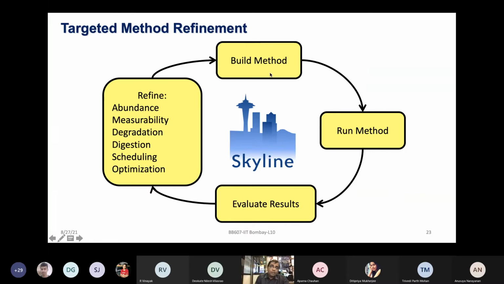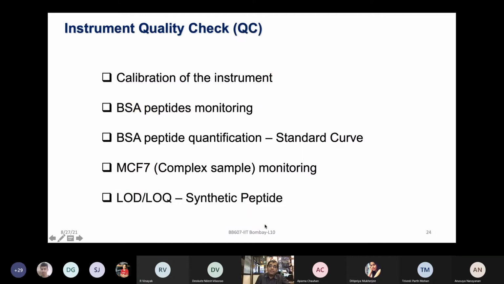So just because you are doing mass spec based validation does not mean that it does not require optimization. It will require optimization at a different level, like you do in Western blot and ELISA, where you optimize the primary antibody, secondary antibody, different concentrations, different dilutions. The same thing comes here in a different way, with different parameters to be optimized. Then you run the method, evaluate the result, refine the result, and move forward.